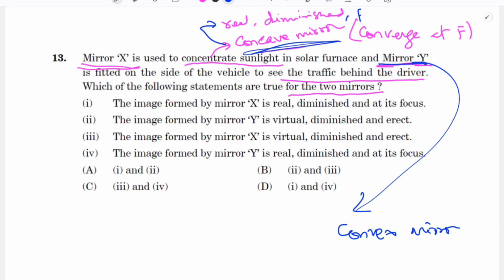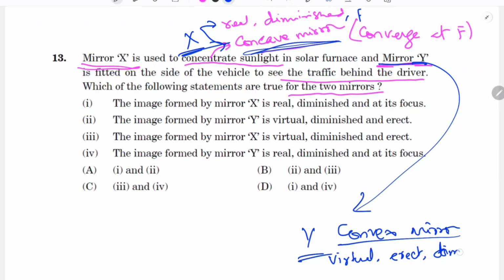So convex mirror always forms how? What type of images do we get? We get virtual here for convex. Y is here convex. X is here concave. One thing is virtual. Second is erect. And the third one here is diminished. So these are the properties of the convex mirrors.